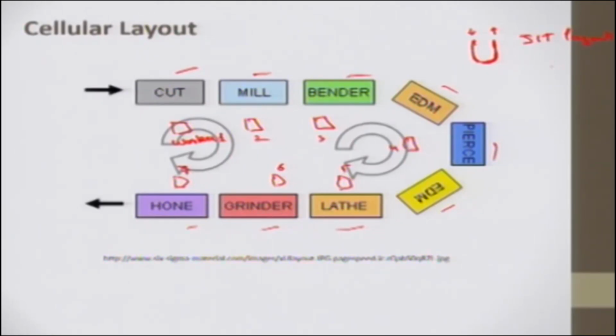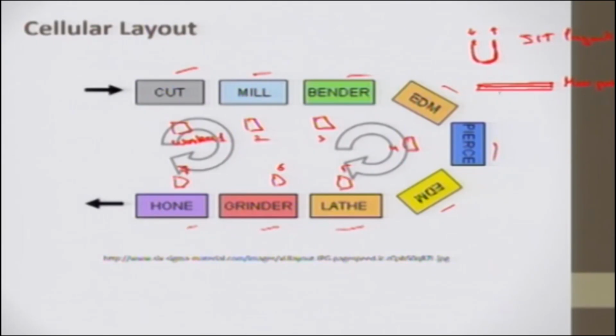The other kinds of patterns are also there. There is a straight line pattern. In a straight line pattern, the cell is just straight. Straight line pattern is generally used when the products are produced in large quantities. So this is known as straight line production. This is for mass production. Though this is a cell, it has the properties of the process layout.